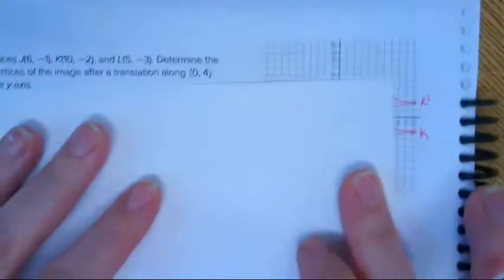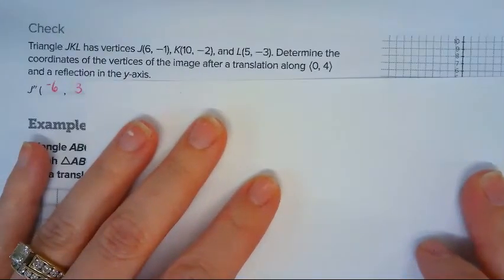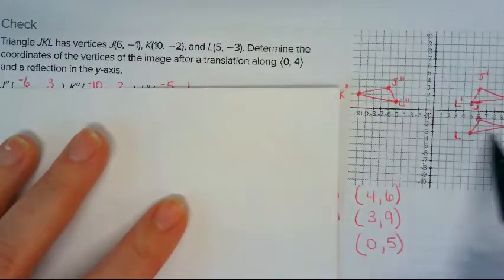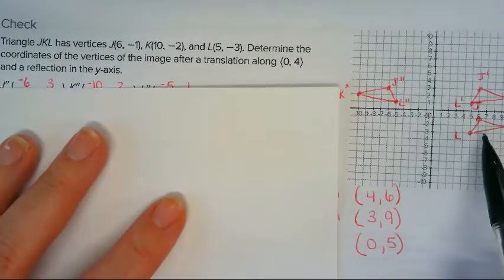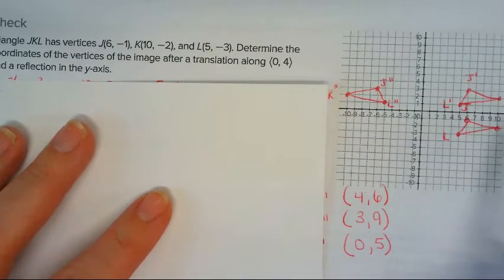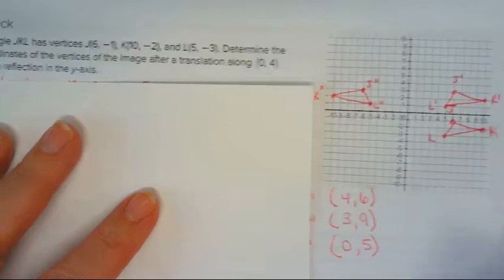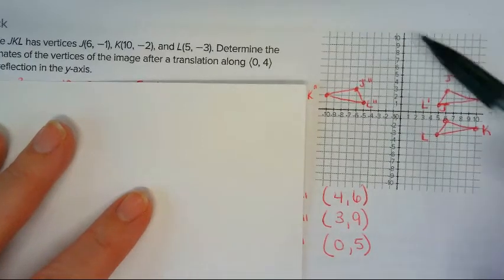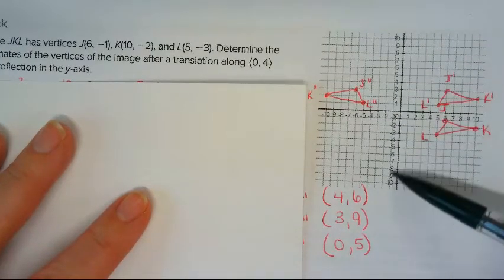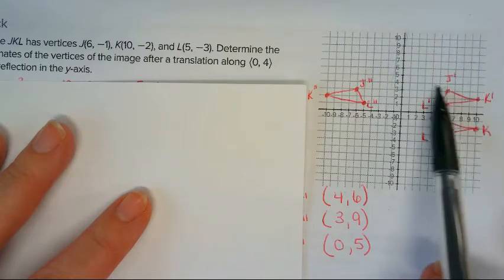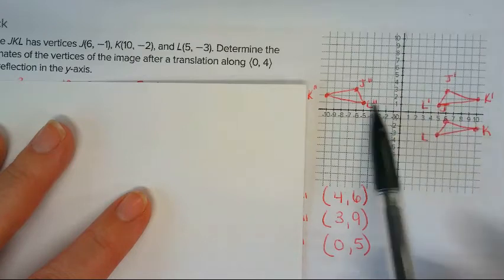Pause the video and try the check question. In the check question, I went ahead and plotted my original points, J, K, and L. Then it asked me to translate along <0, 4>, so that means I was moving it up 4. Then it asked me to reflect across the y-axis, so that would be this line here. This is the y-axis. So I was counting to it and away, to it and away.